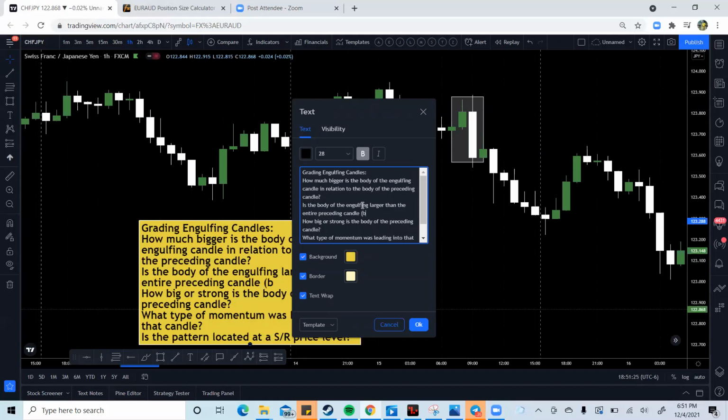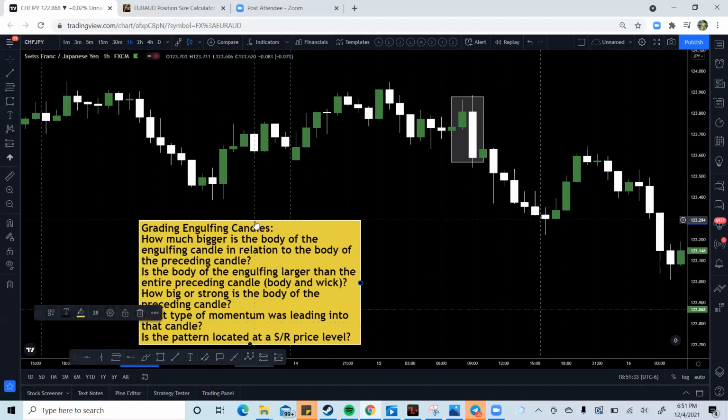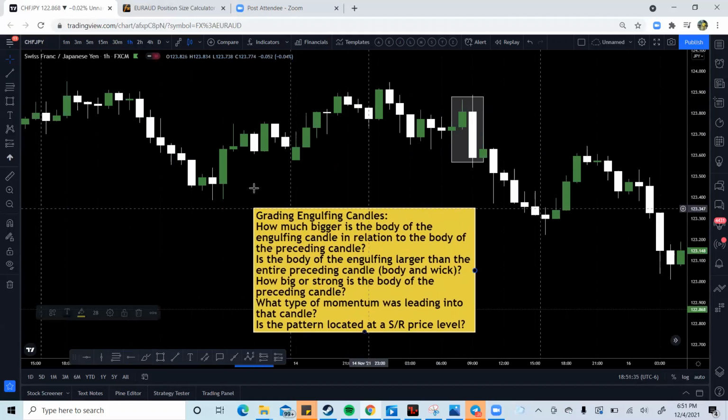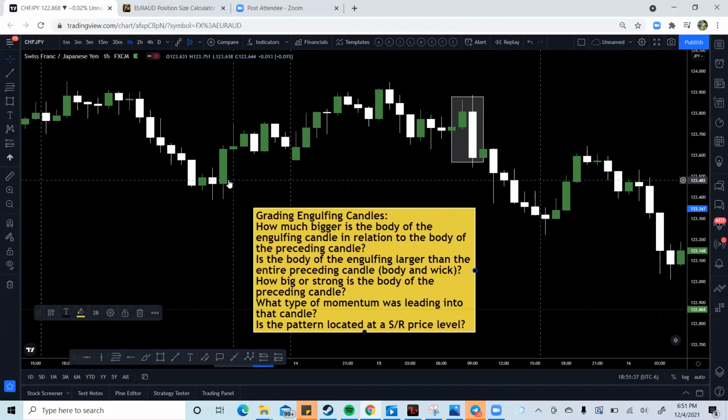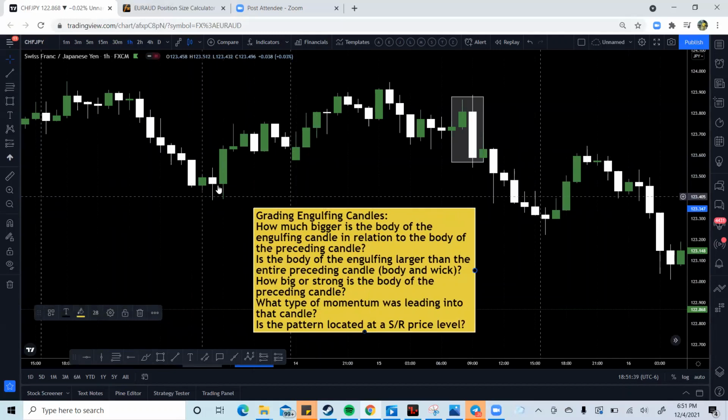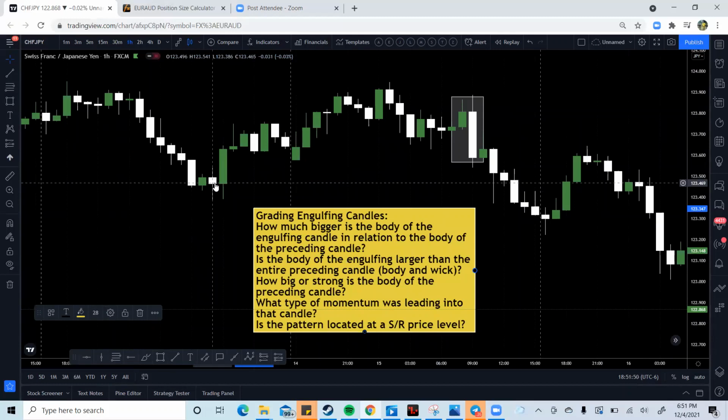So body and wick. That's what I mean by entire candle. So this candle, the body is larger than the entire candle of the preceding candle. Now, how big or strong was the body of the preceding candle? So you see that it wasn't really a large candle.